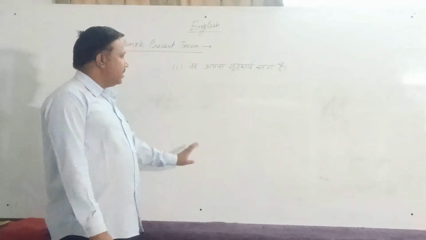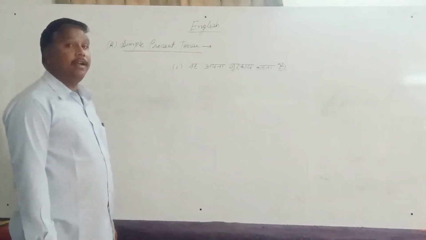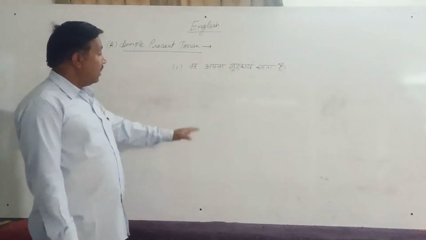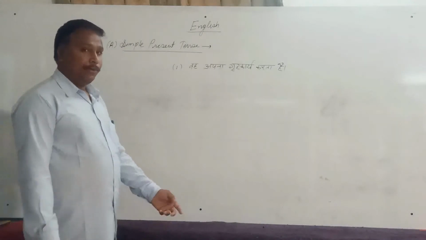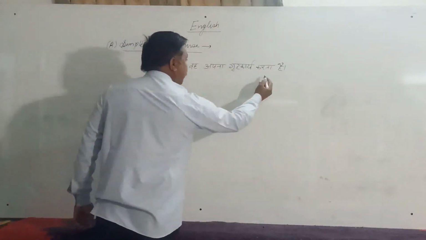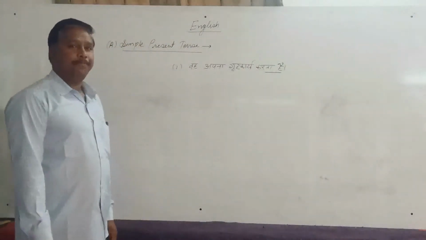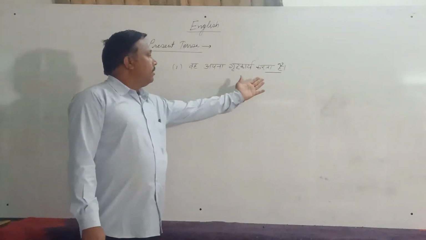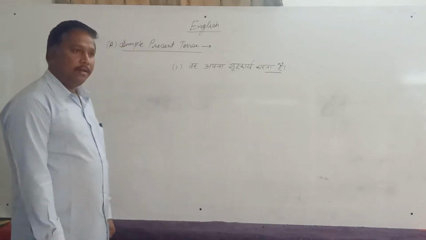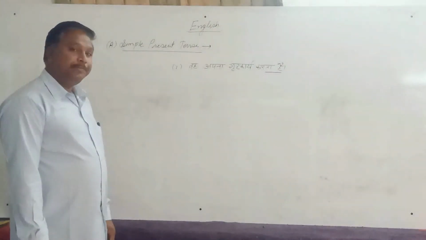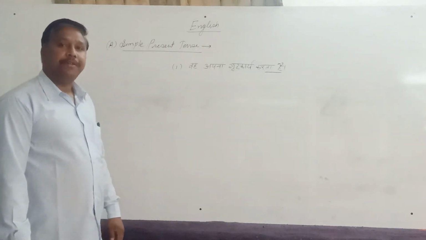The first thing is how we can identify that it's a sentence of simple present tense. As I told you yesterday, here at the end of Hindi sentences we find some Hindi words like ta hai, ti hai, te hai, etc. Then we can say it's a sentence of simple present tense.